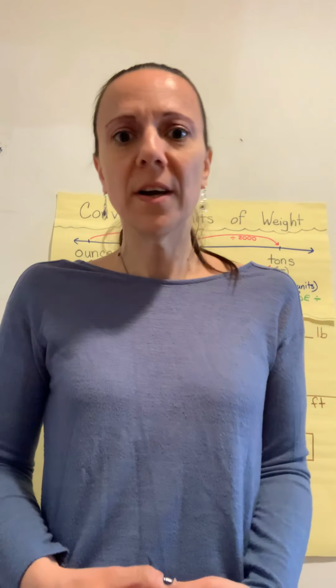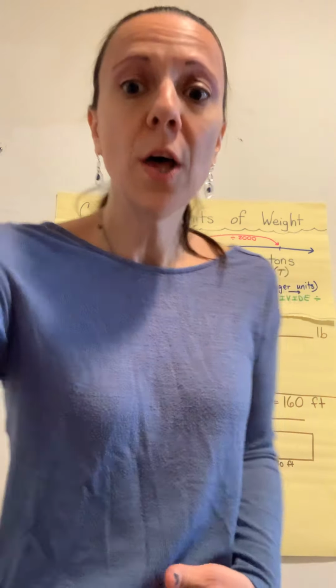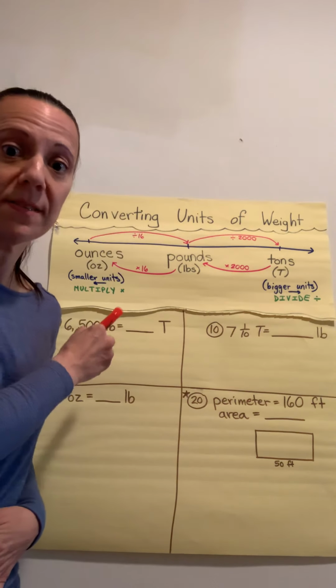Just like the last couple days, we're going to be focusing on converting units of measurement. But instead of focusing on length or capacity, today we're going to talk about weight. As you should have already seen in your book, there are only 3 units of weight we really need to worry about. The smallest unit is ounces.